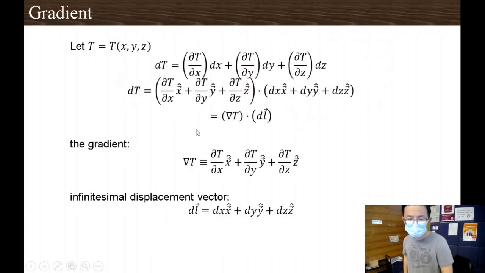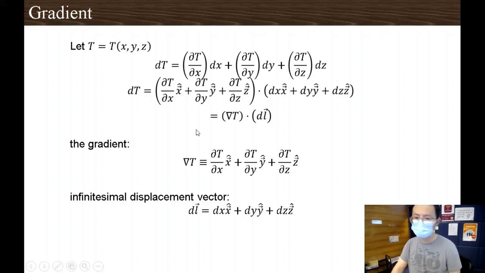Okay, let's go next to talk about the gradient. So we are familiar with slopes, right? Slope is really for single variable functions, and dT/dx will be a slope, say that T is only dependent on x. Here, however, T can be dependent on x, y, and z, even though T itself is a scalar.